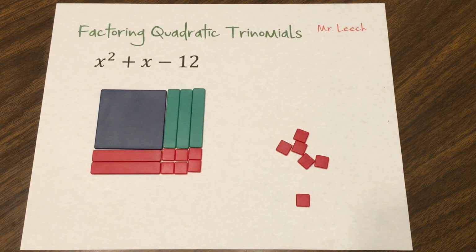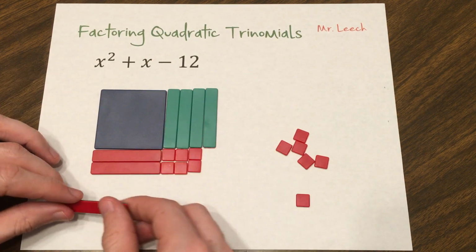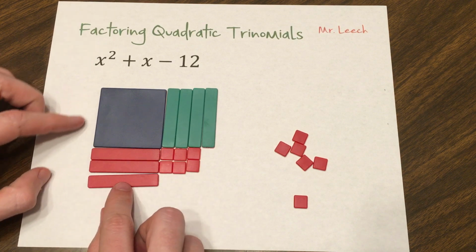I can add in a third 0 pair of x's. This will give me x plus 4 across the top and x minus 3 across the bottom.